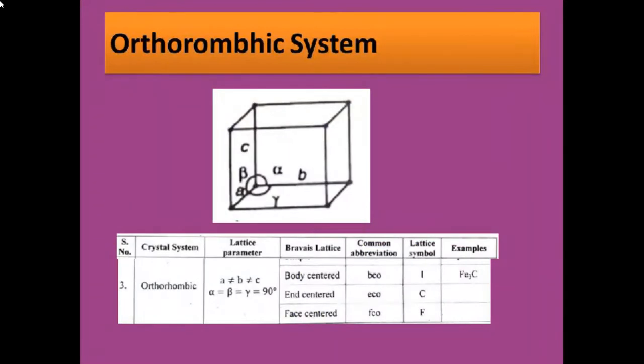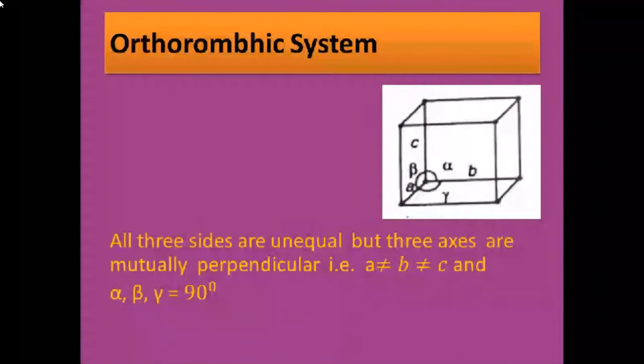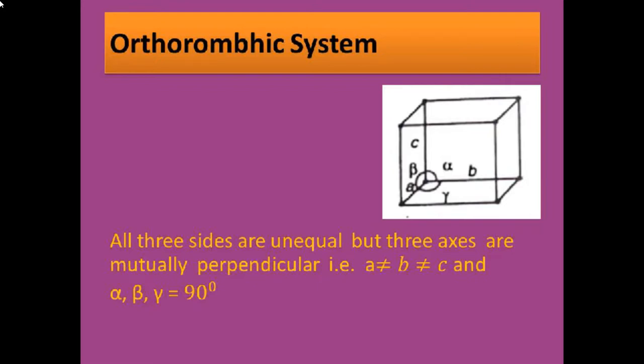Now we will see the orthorhombic system. Orthorhombic system, here A is not equal to B is not equal to C, and alpha equal to beta equal to gamma equal to 90 degrees. Very important, these lattice parameters are very important, you should learn this. All three sides are unequal, but the three axes are mutually perpendicular to each other, means A is not equal to B is not equal to C, and alpha, beta and gamma are equal to 90 degrees for this orthorhombic system.